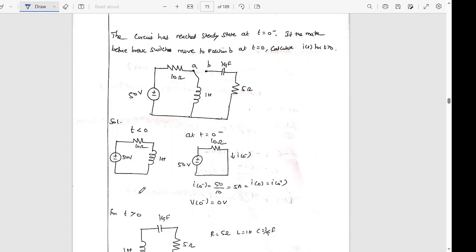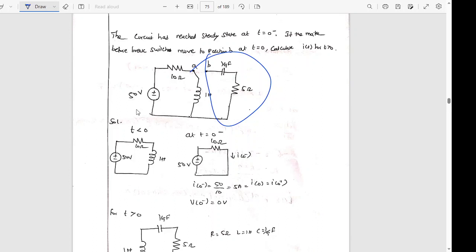Why is V of 0 minus 0 volt? This part of the circuit is not connected to any source. The capacitor is available here. Before time t equal to 0, there was no source connected, so there is no possibility of initial voltage. So V of 0 minus is 0 volt.